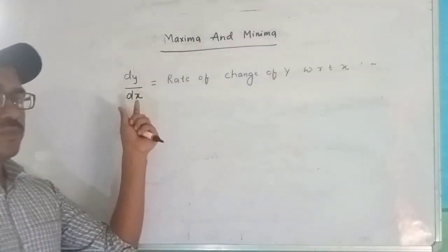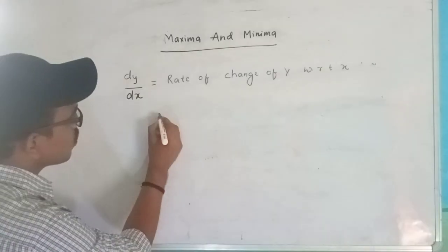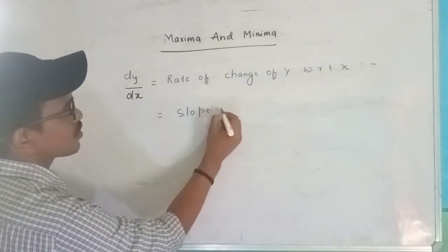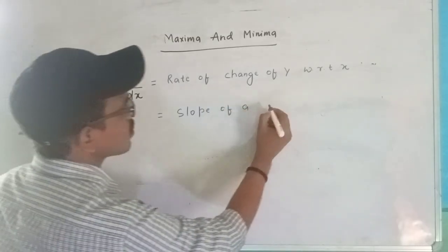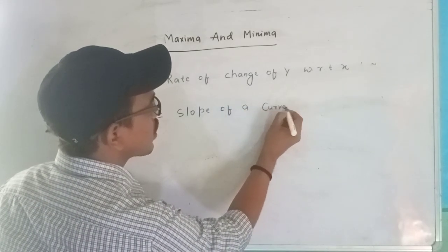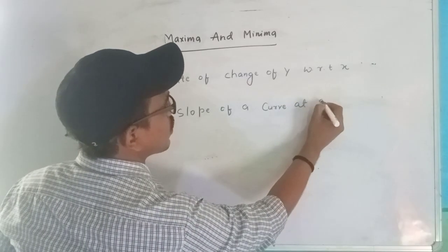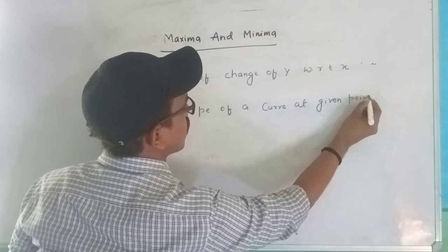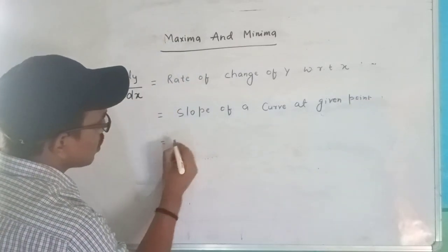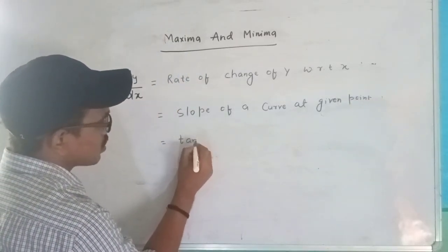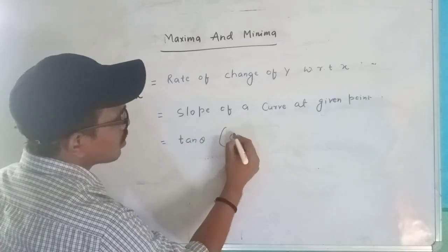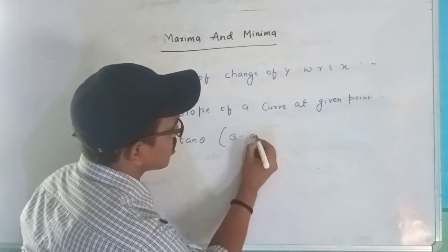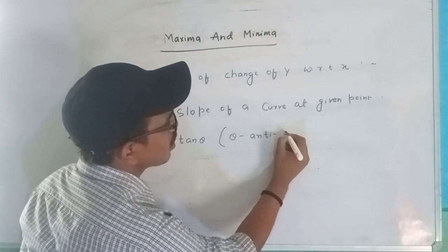Now, what is the geometrical meaning of this term? It represents the slope of a curve at a given point. And what is the slope? Slope is nothing but tan theta, right? And here, theta we measure from the anti-clockwise direction.